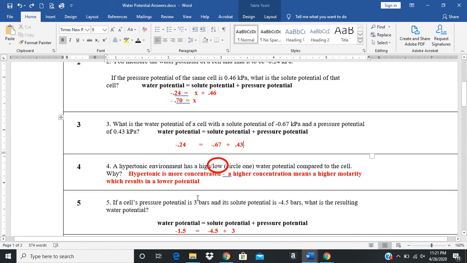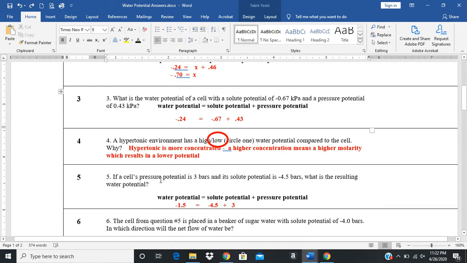All right, moving on to number four, you have a hypertonic environment. The water potential of a hypertonic environment is always going to be low. It's low because hypertonic is more concentrated. Something that is more concentrated has a higher molarity, which means its water potential is lower. Water potential and molarity are inversely related. The higher the concentration, the higher the molarity, the lower the potential, the more negative it gets.